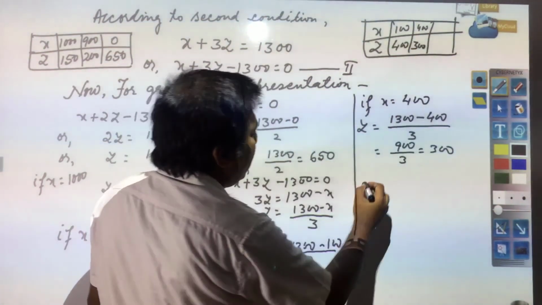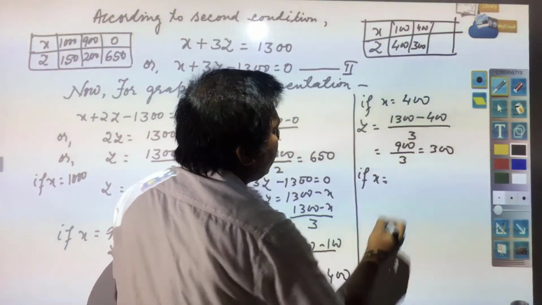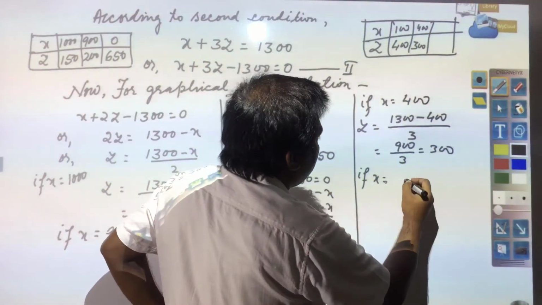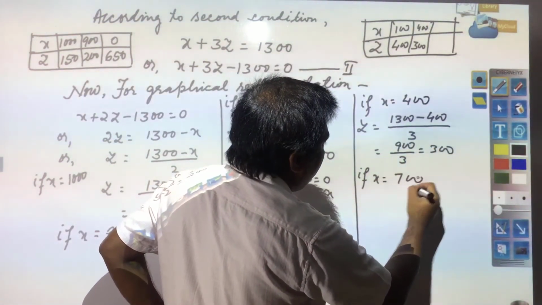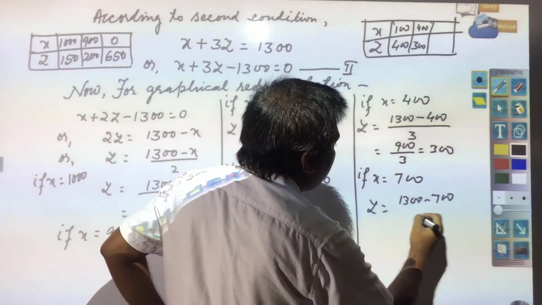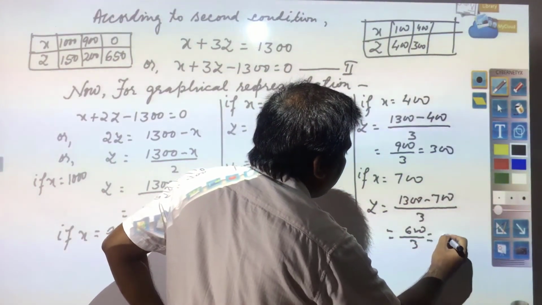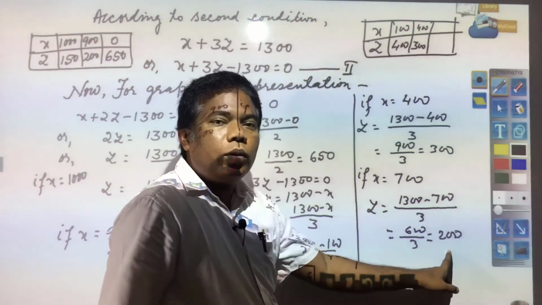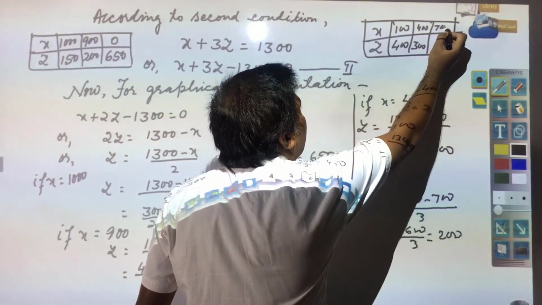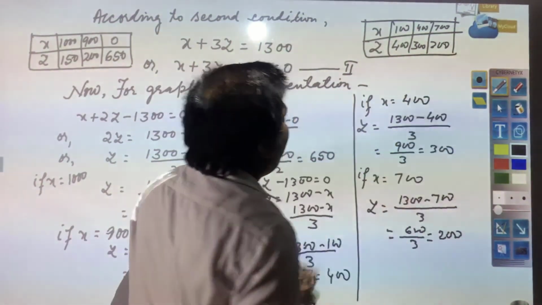In the same way, if you are assuming x is equal to 700, y will be equal to (1300 minus 700) divided by 3 and this will be 600 by 3, and you will get y is equal to 200. So, when your x is equal to 700, your y is equal to 200. Now, you have got coordinates.